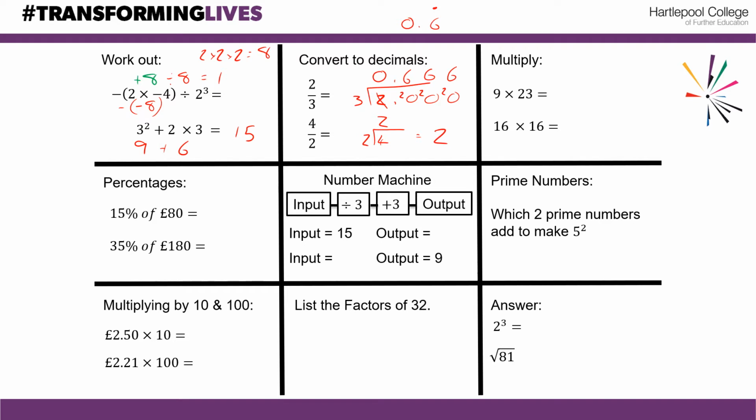Next up, we've got 9 times 23. So in my head, I'm thinking, well, I know 10 times 23 would be 230. So if I take one of those 23s away, that gets me 9 times 23. So my answer is 207.